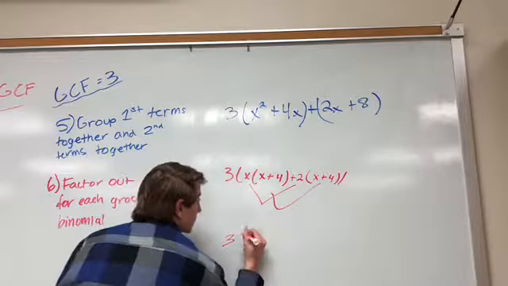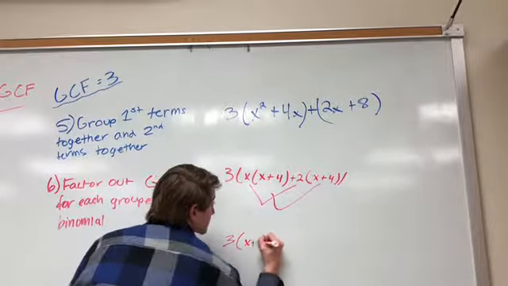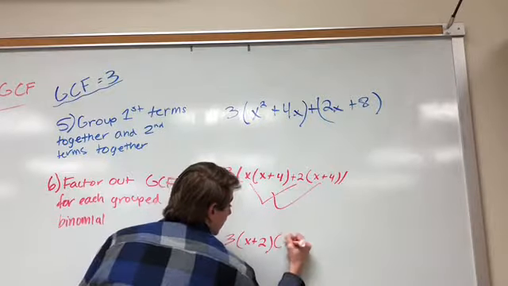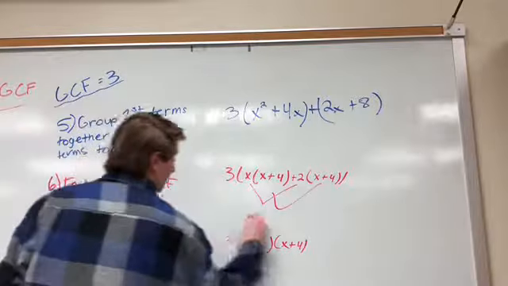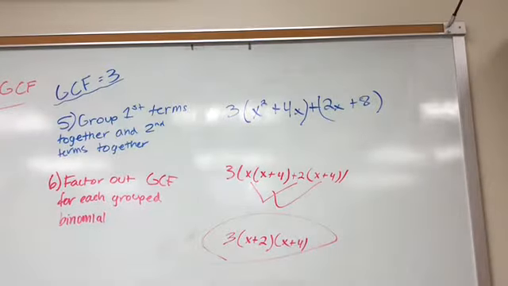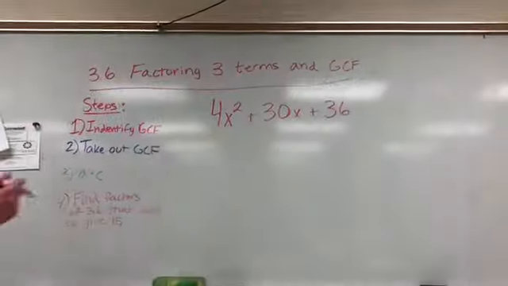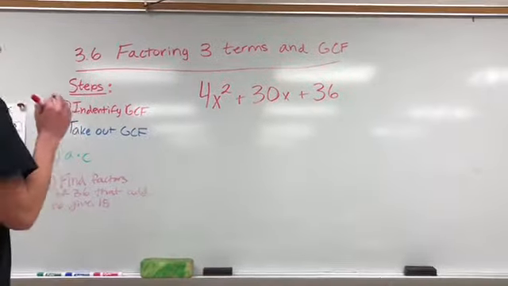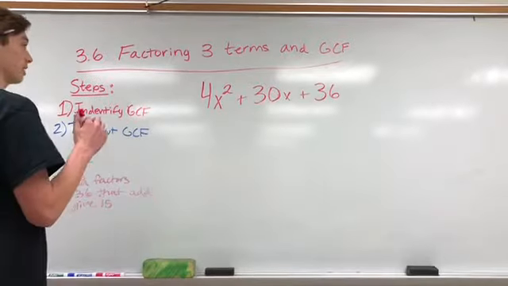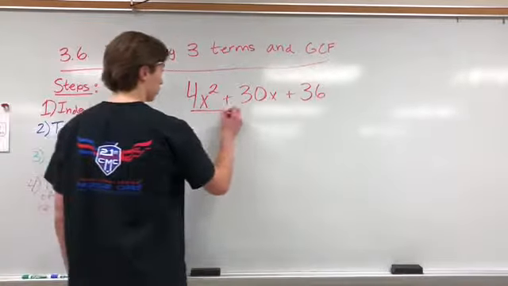So 3 times x plus 2 times x plus 4. And this is the factored form for our final equation. Okay, so this is our new problem. So our first step is identify the GCF. So looking at these three terms, we can tell that our GCF is 2.